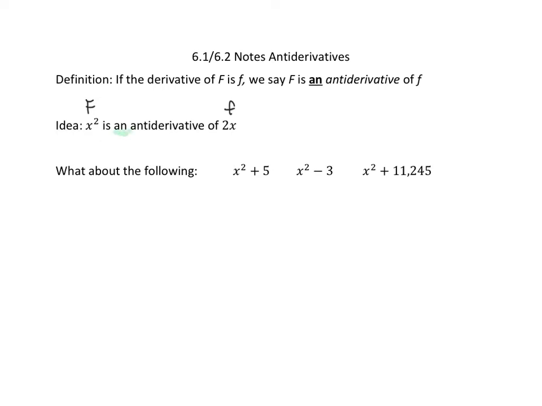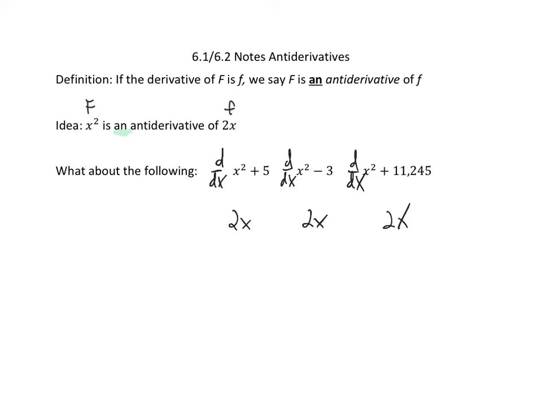The reason is, what about the following? x squared plus 5, x squared minus 3, x squared plus 11,245. If you took the derivative of each one of these, you would get 2x, because the derivative of x squared is 2x and the derivative of a constant is 0. This would also be 2x. This would also be 2x. They would all be 2x.